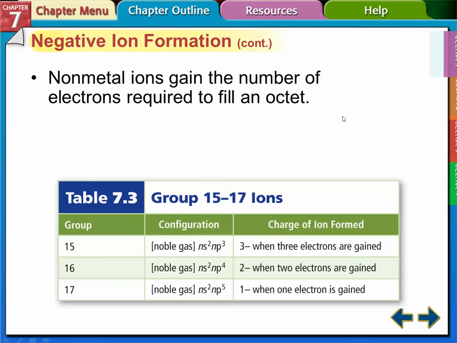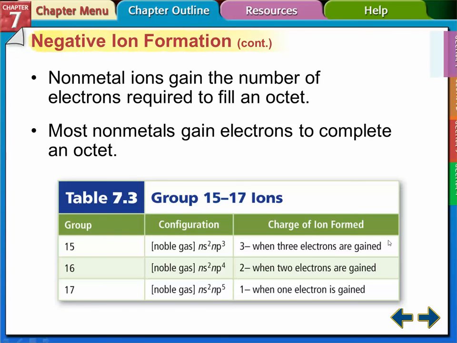So these nonmetals gain the number of electrons required to fill an octet. The group 17 elements, the halogens, gain 1. The oxygen group usually gains 2. And the nitrogen group can gain up to 3. So when they gain however many electrons, they become an ion with that many extra electrons, and that's the negative charge that they have. Most nonmetals gain electrons to complete the octet. It's easier for them to gain 1, 2, or 3 than to lose 5 or 6 or 7. So they tend to gain electrons, the ones on the right side.